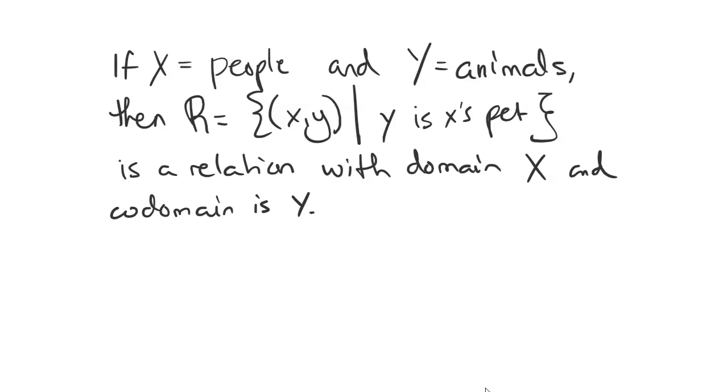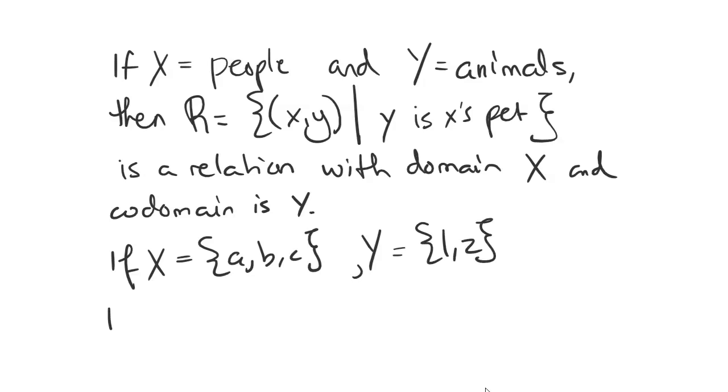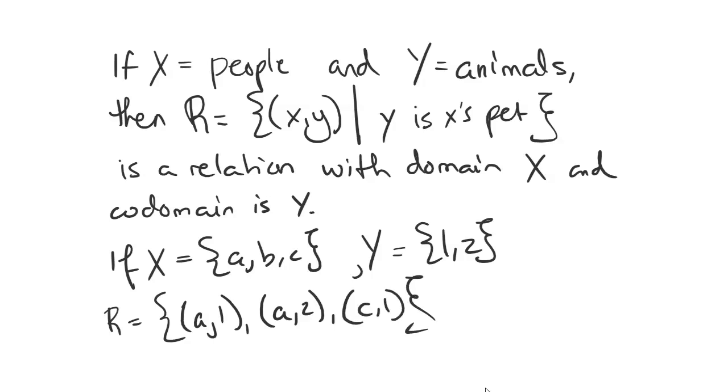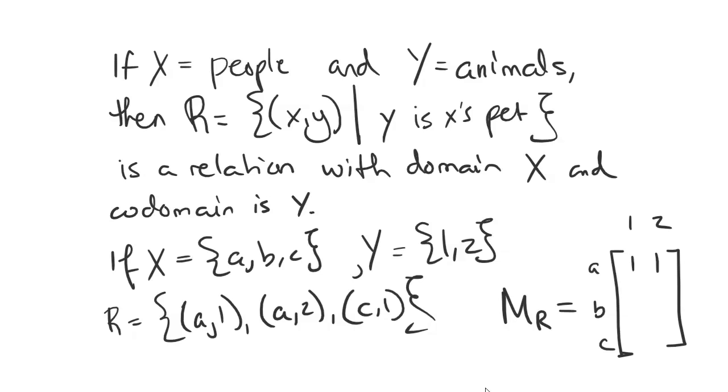So here's a finite example. If X is the set A, B, C and Y is the set 1, 2, then a relation between X and Y is the set A1, A2, and C1. Now there's nothing special about that relation, I just picked some pairs because that's what any relation is. It's just a set of pairs between the two sets. The matrix, then, if I order X and Y in the obvious way, so I've got a row for each element of X, and I've got a column for each element of Y. So I'll put a 1 between A and 1 and between A and 2, and I'll put a 1 between C and 1, and I'll put a 0 everywhere else. So that's the matrix for M_R.